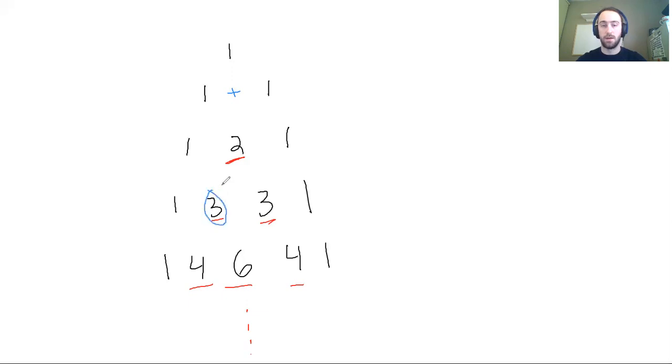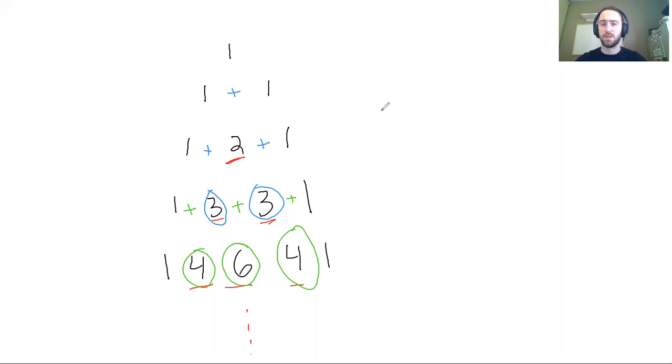This 3, again, looking at the row directly above, we have 1 plus 2 is 3. This 3, same thing. 2 plus 1 is 3. And this could, like I said, go on forever. Going down to the 4, the 6, and the 4, we have 1 plus 3 gives us our 4. 3 plus 3 gives us our 6. And 3 plus 1 gives us our 4. Great. We now know how to draw Pascal's triangle.